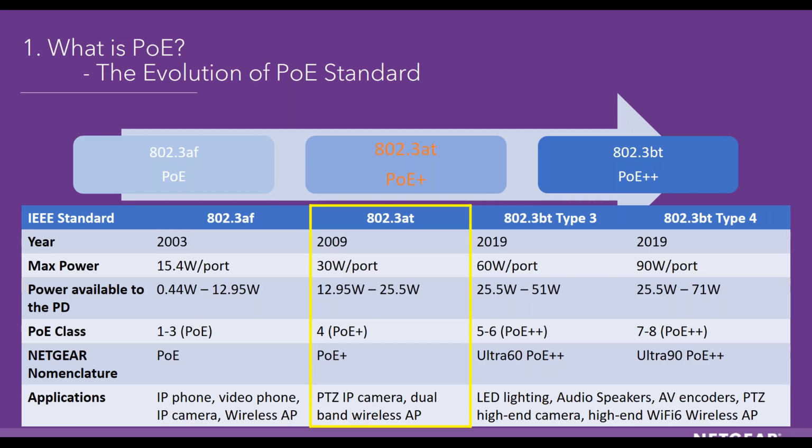So PoE can support wireless access points and video phones with 12.95 watts max power per port. And PoE Plus can power some dual band wireless access points, video phones, and surveillance cameras with 25.5 watts max power per port. Today, as you already see from the main topics for this session, we will be focusing on the PoE Plus, which is the 802.3at standard.